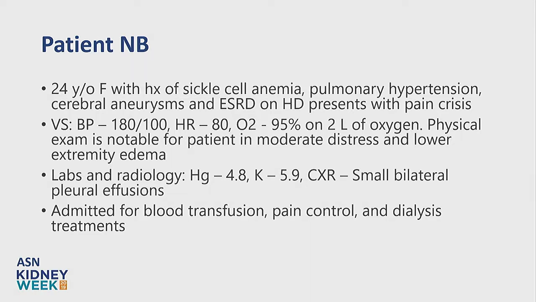So I like to start with a case that always really drives what I'm going to say in my presentations. There was a patient, NB, who I saw on the inpatient dialysis service. She was a 24-year-old female with history of sickle cell disease, pulmonary hypertension, end-stage renal disease from her sickle cell disease, who basically presented in pain crises. Her vital signs showed that she was very hypertensive. Her physical exam was notable for her being in moderate distress. She had signs of volume overload, lower extremity edema. Her labs showed a hemoglobin of 4.8, which was below her baseline hemoglobin of 6, and a chest x-ray confirmed hypervolemia with small bilateral pleural effusions. So she was admitted for blood transfusion, pain control, and dialysis treatments.